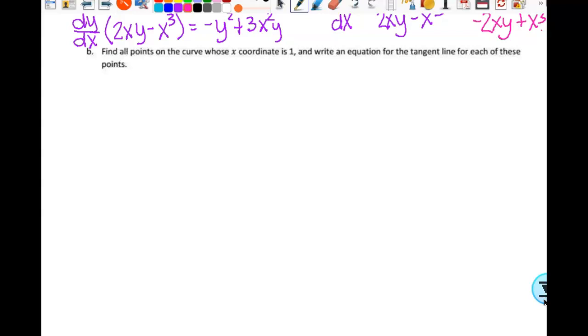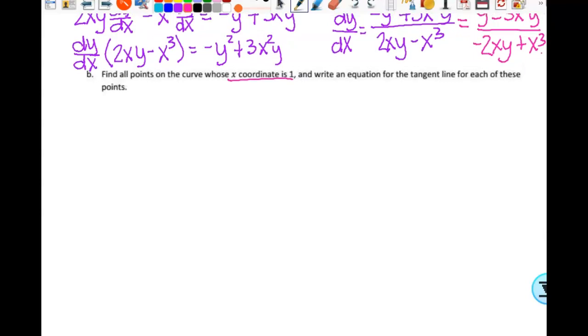So if we have an x-coordinate of 1, I need an ordered pair, right? So how do I find my y value?